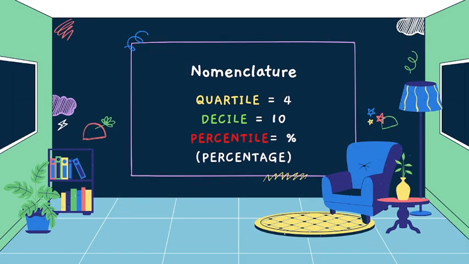First, we need to understand the nomenclature. Nomenclature is the act of assigning names, from the Latin root word nomen, which means name. First, quartile. Quartiles are for equal to 4, hence quartile. Decile from deci, meaning 10, and percentile, meaning percentage.